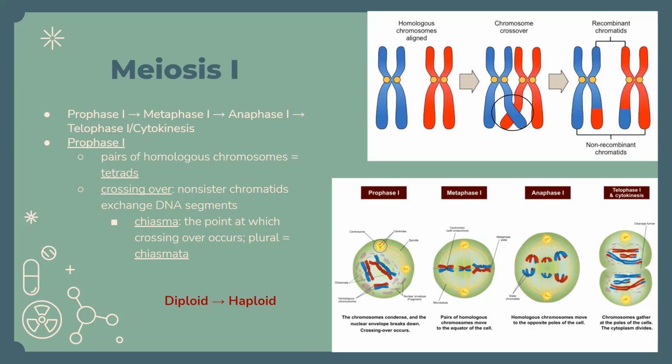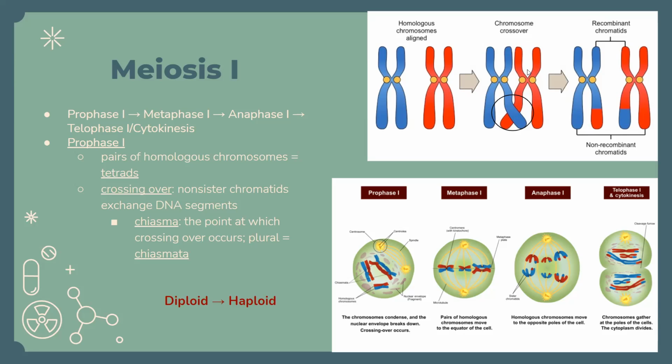In prophase I, pairs of homologous chromosomes, after duplication, will combine to form something called a tetrad. On the top right figure, you see a pair of homologous chromosomes, and together they form a tetrad. Also during prophase I, there is something called crossing over, which is basically when non-sister chromatids exchange DNA segments.